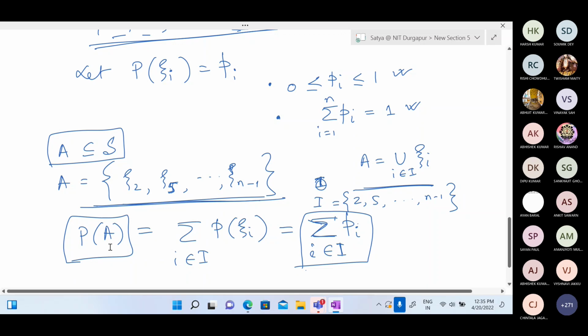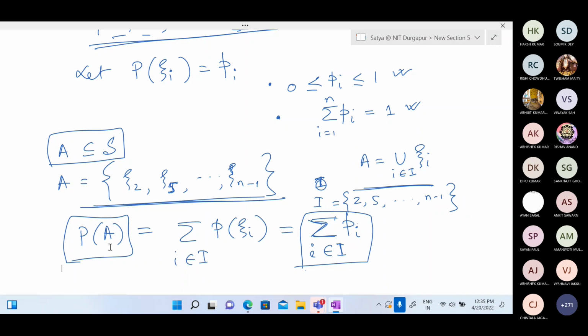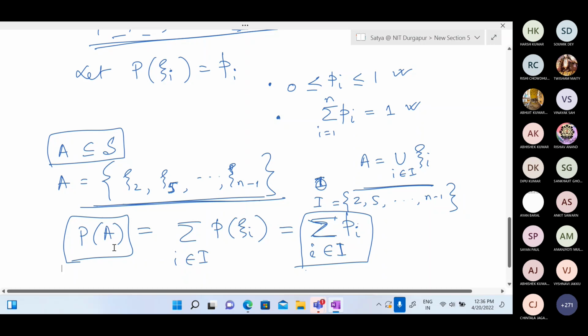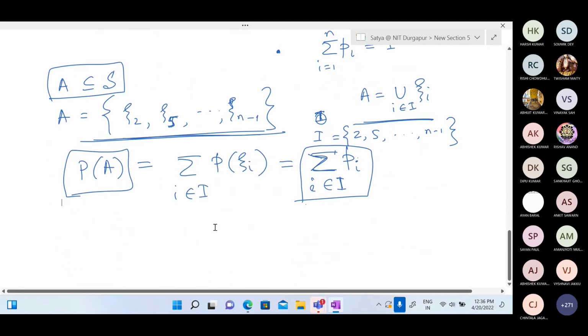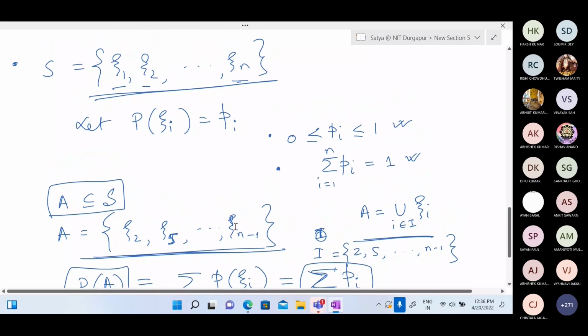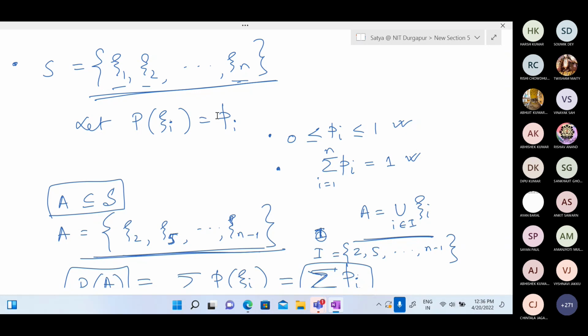And now gradually our target today is Bayes theorem. Another particular case is when the probability is equally likely. Equally likely means all the sample points and the favorable points have the same probability.